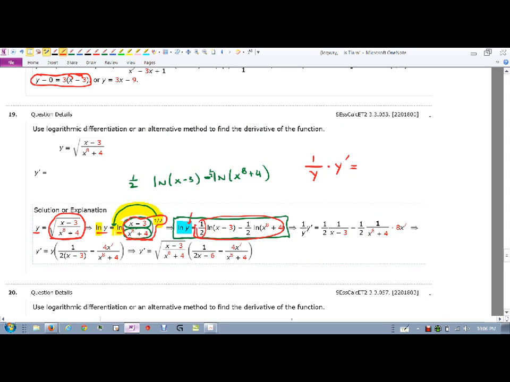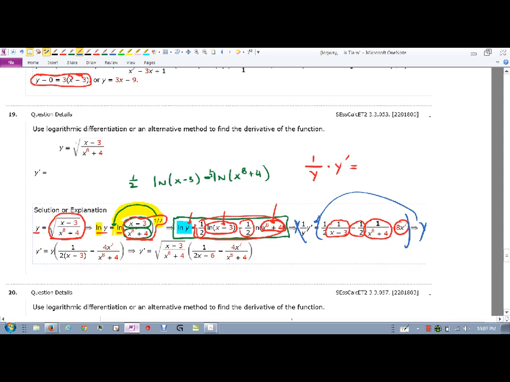So the 1 half stays out front, and then the derivative of natural log of something is 1 over it. So here it is, 1 over it. And then the derivative of what's inside, which is just 1. Then minus 1 half, that's here. And then the derivative of natural log of something is 1 over it, so that's here. Then times the derivative of what's inside, which is just this. And then they multiply both sides by y, y here and y on this side. The y's cancel here. And then they just throw a y in front of this whole thing.